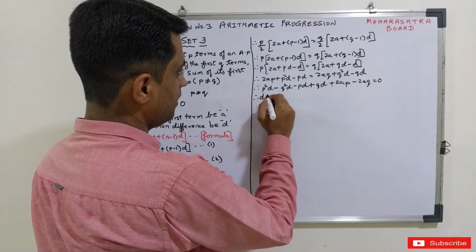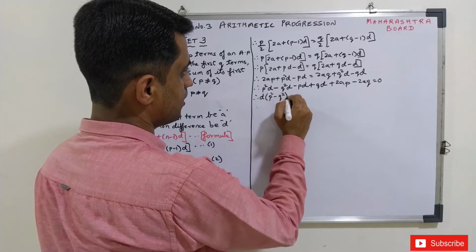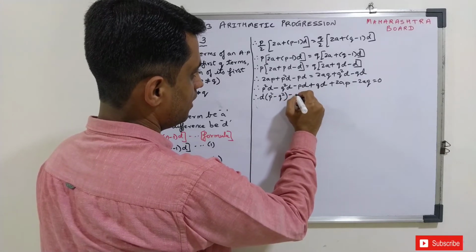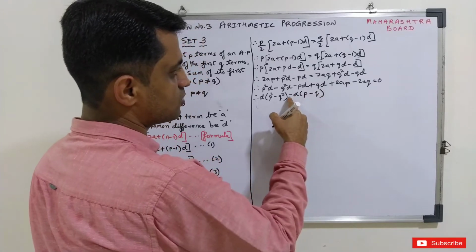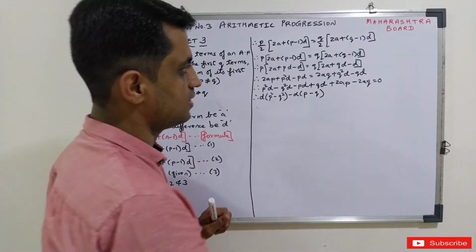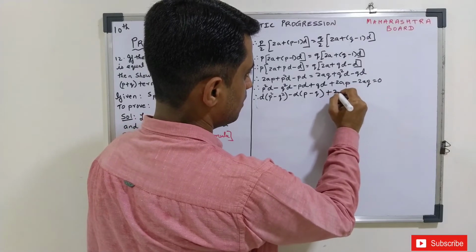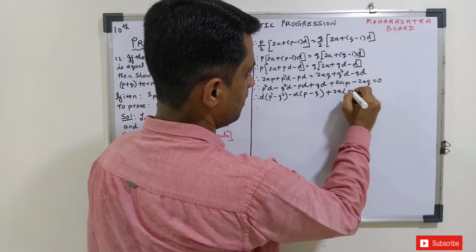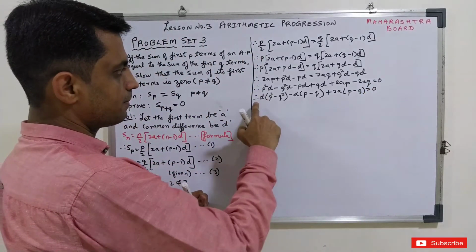Here D will be common. So what will be left? P square minus Q square. Here what will be common? D common. P minus Q. When you take minus outside, internal sign will change. Here what will come common? Plus 2A. So what will be there? P minus Q.